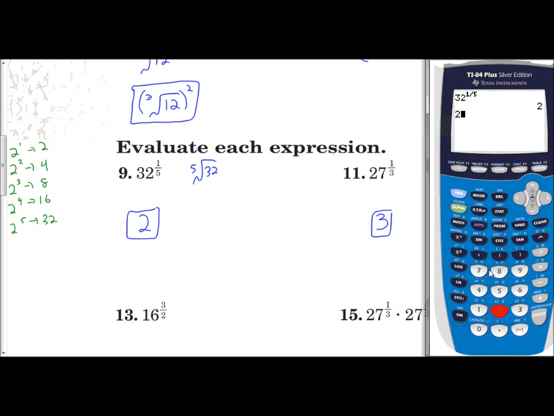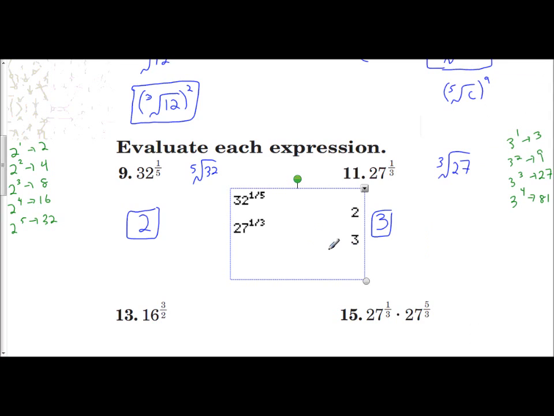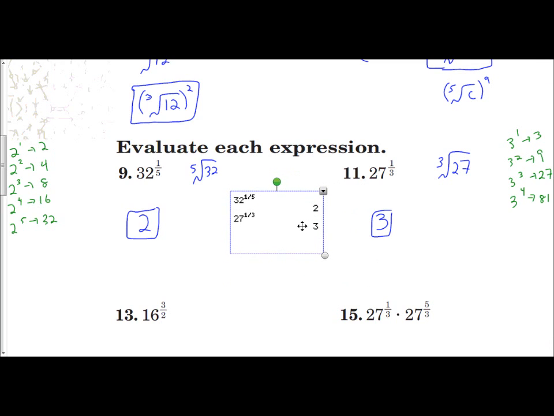I can repeat the process of 27, hit the caret, and type in 1 divided by 3. Again, with the old operating system, you have to be careful. You have to make sure you put a parentheses after the caret. And then 27 to the 1/3 is 3. And so I can check these with my calculator to verify it. However, like I said, for 9/11, those powers should be known by heart.